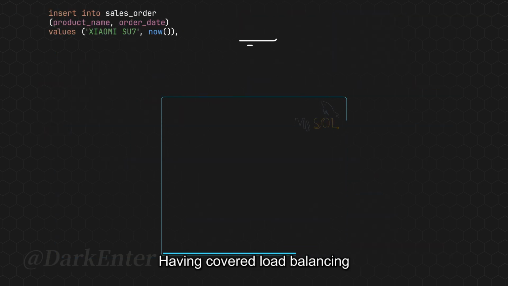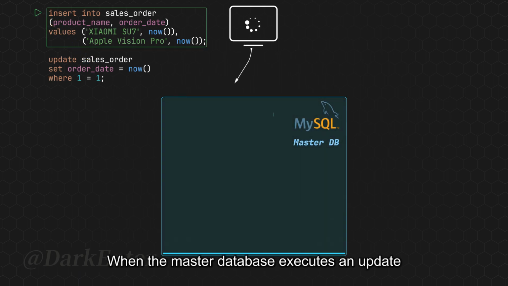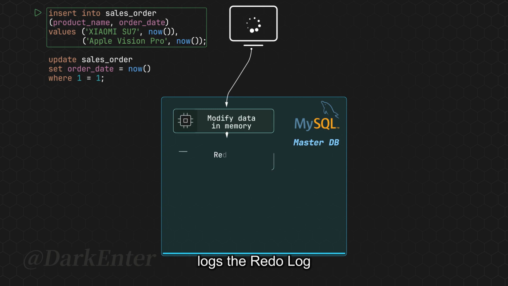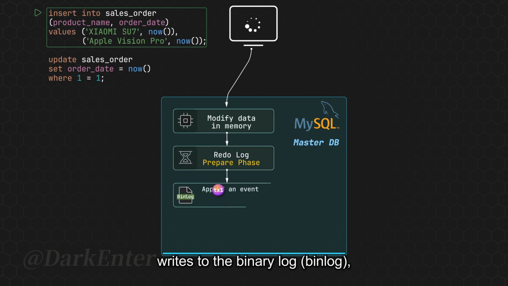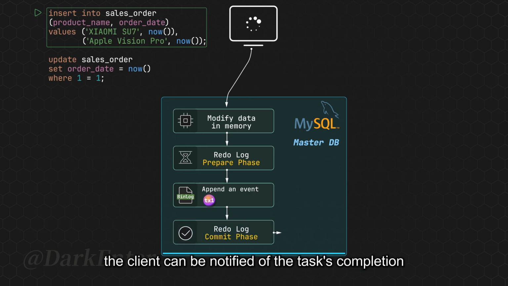Having covered load balancing, let's turn to master-slave replication. When the master database executes an update, it first modifies data pages in memory, logs the redo log, writes to the binary log, and finally commits the transaction.